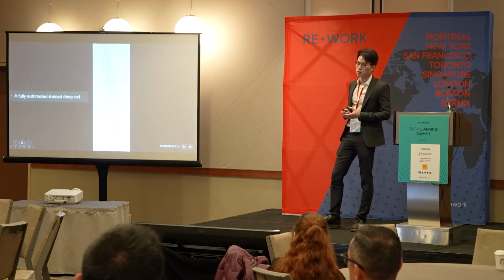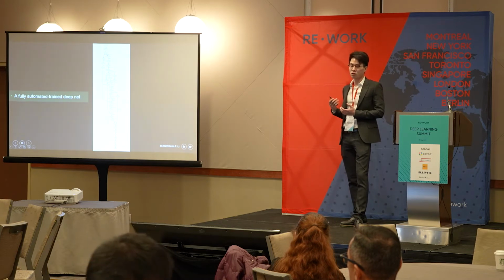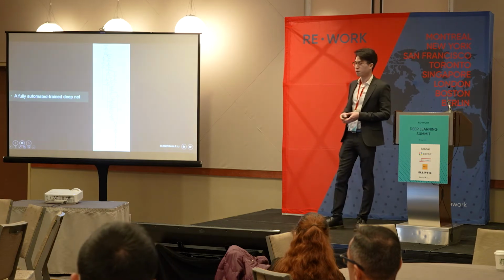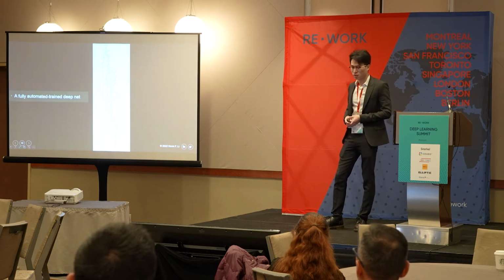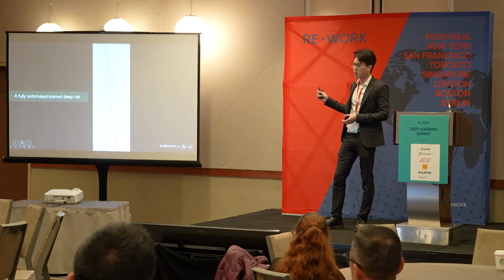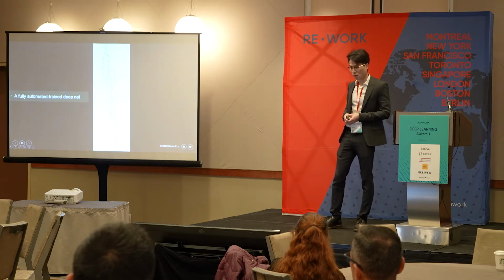After all the training, we're able to obtain a fully trained deep neural net. From top to bottom, it consists of around 200 neural layers. And none of those layers are manually designed. So all of the architecture is automated.